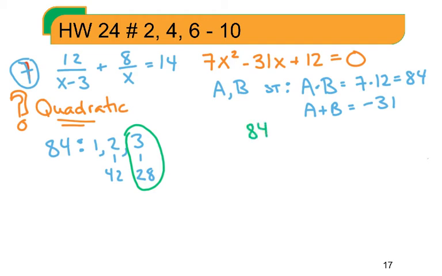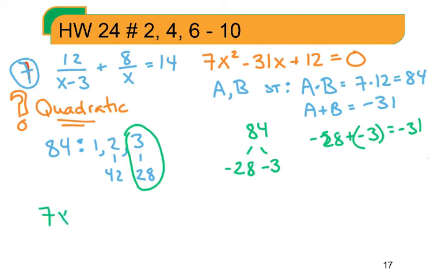84 is 28 times 3. It's also negative 28 times negative 3, isn't it? And negative 28 plus negative 3 equals negative 31. So we can factor by grouping. All right, how does this go? We rewrite 7x squared minus 28x minus 3x plus 12 equals 0. Group.